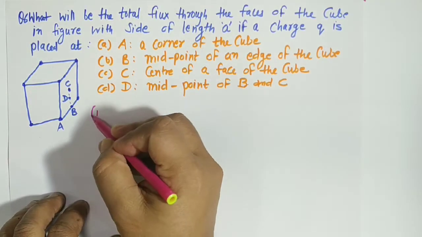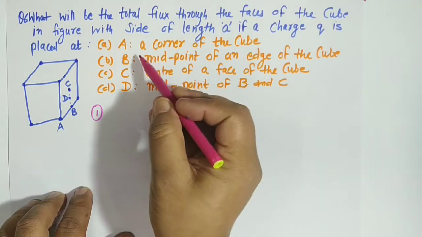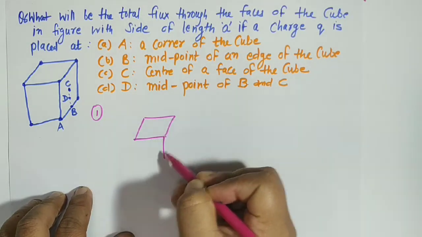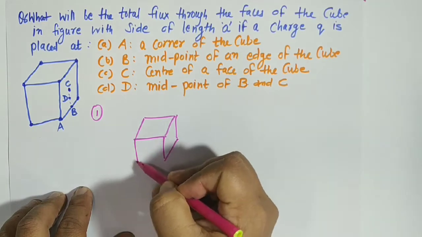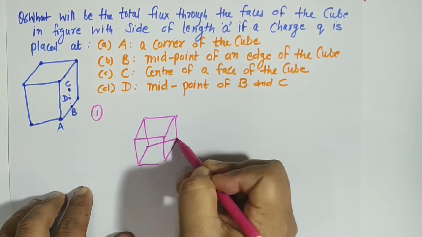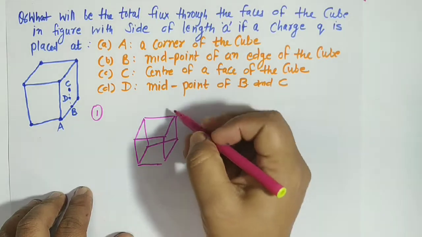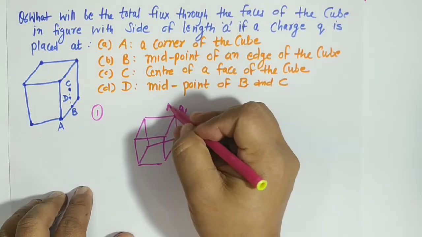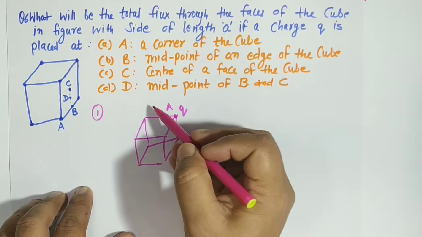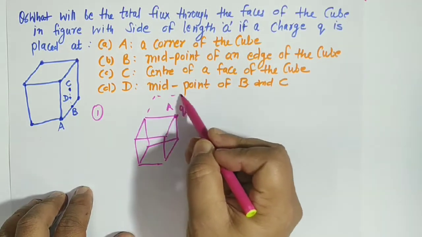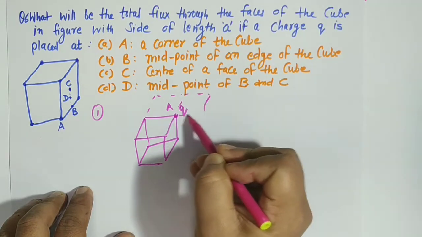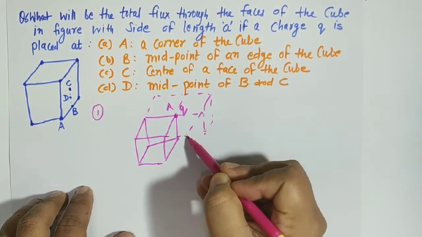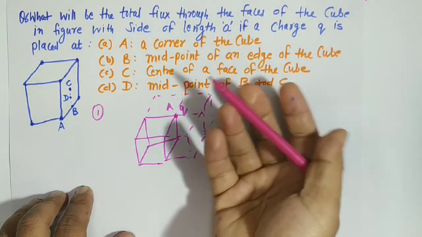The first one is that it's at the corner of the cube. Now if you take a charge at the corner, say this is the corner of the cube and you have taken a charge Q at point A. Now do you know how many cubes you need to enclose it? You need 8 cubes. How? Because 4 cubes will be on the downside like this and 4 will be on the upside.